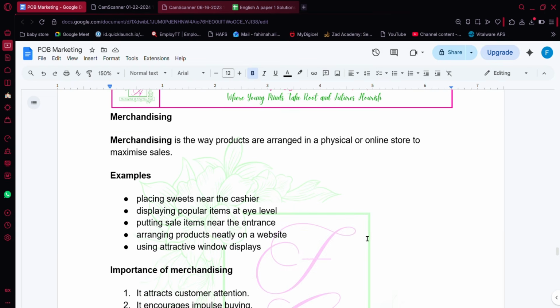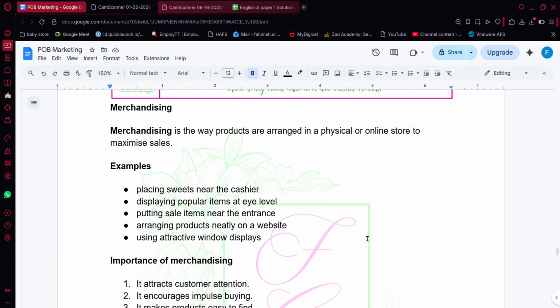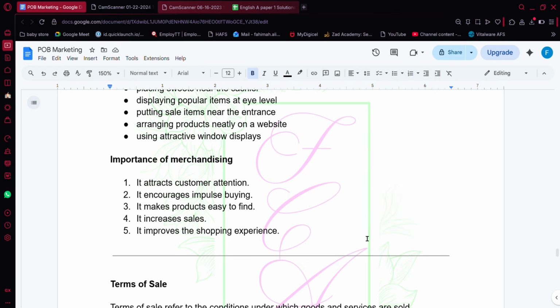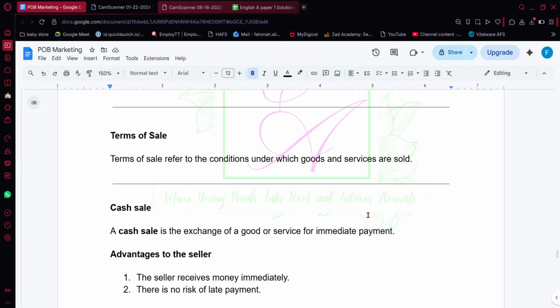Merchandising is the way products are arranged in a physical or online store to maximize sales. Examples: placing sweets near the cashier, putting sale items near the entrance, using attractive window displays. It is important as it encourages impulse buying, increases sales, and improves the shopping experience. Terms of sale refer to the conditions under which goods and services are sold.